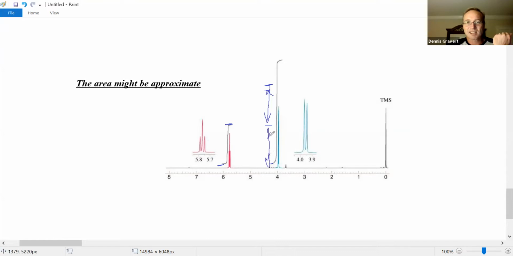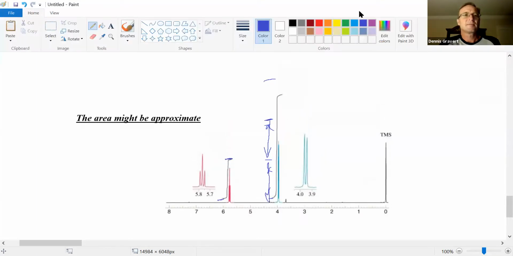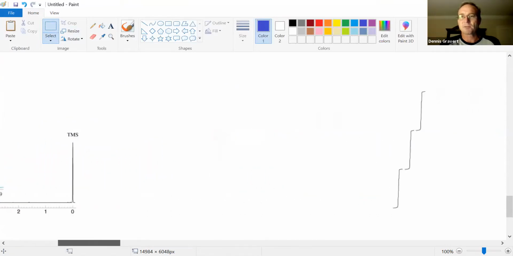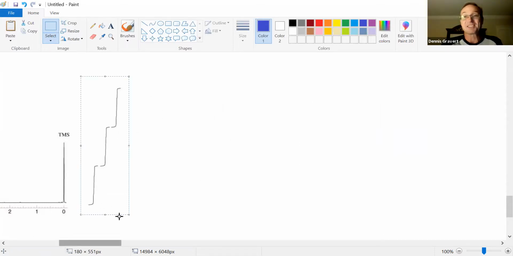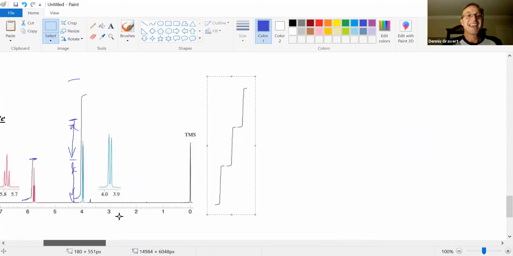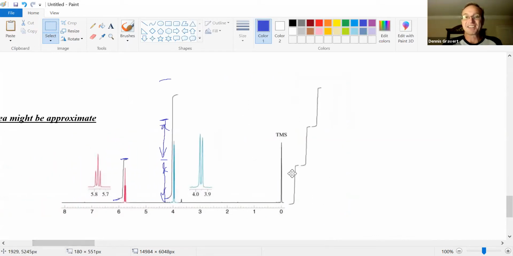Again, I'm eyeballing it: from here to here is 1, here's 2, and this is higher. What I'm trying to do is estimate how high this is relative to the first one. And so I knew I was going to have trouble with it. So I actually cut and pasted those integration curves and made them stack together. In the lab, you'd actually take a ruler and measure the height of the integration curves. And there we go.